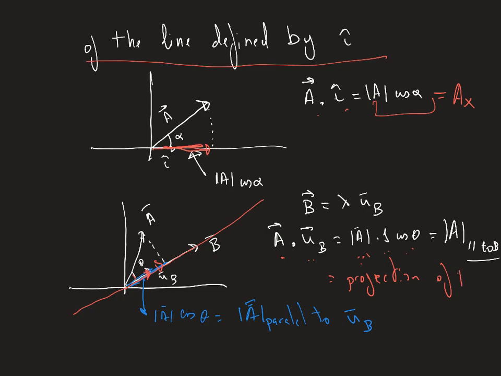So A scalar u sub B is the projection of the vector A onto the direction of B, of the vector B. Okay.